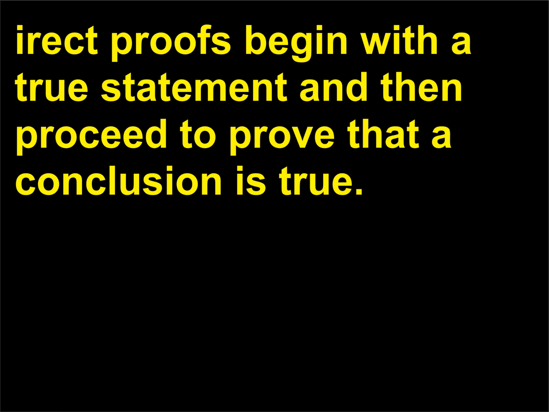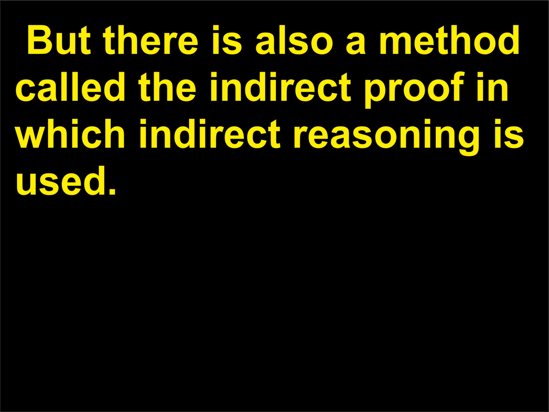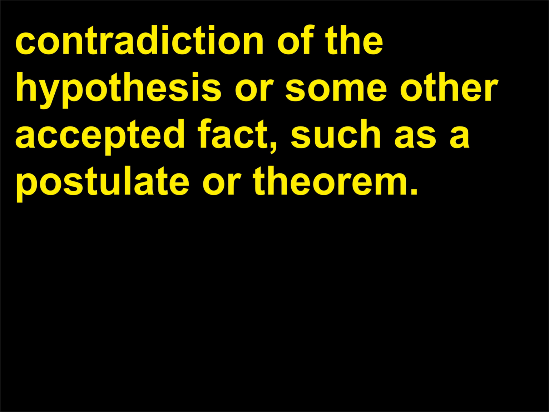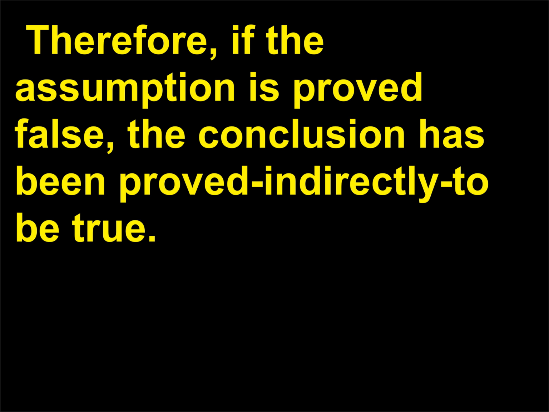Direct proofs begin with a true statement and then proceed to prove that a conclusion is true. But there is also a method called the indirect proof in which indirect reasoning is used. First, assume that the conclusion is false, then show that this assumption leads to a contradiction of the hypothesis or some other accepted fact, such as a postulate or theorem. Therefore, if the assumption is proved false, the conclusion has been proved indirectly to be true.